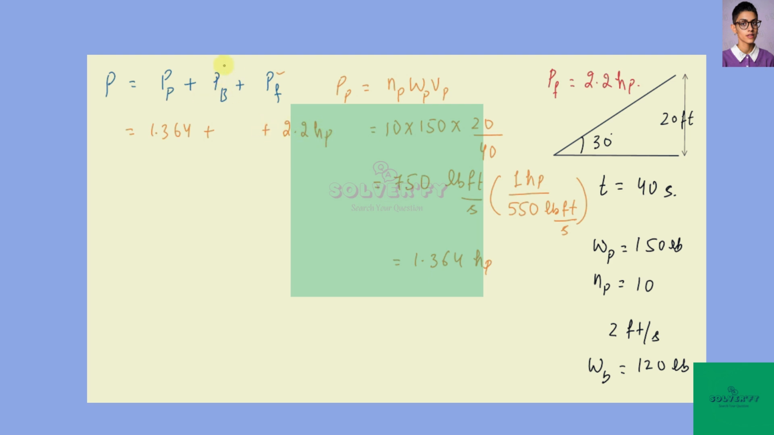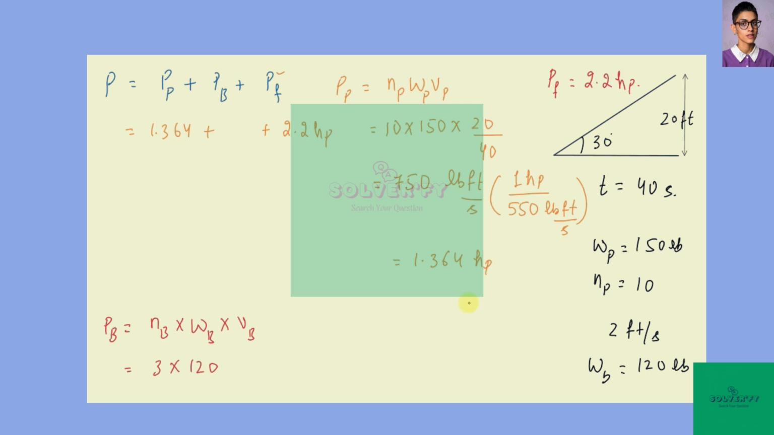Now let us calculate the power for the 3 boys. So P_B equals N_B, the number of boys, times the weight of the boys times the velocity of the boys with respect to the escalator. So we have 3, and the weight of the boys is 120 pounds.